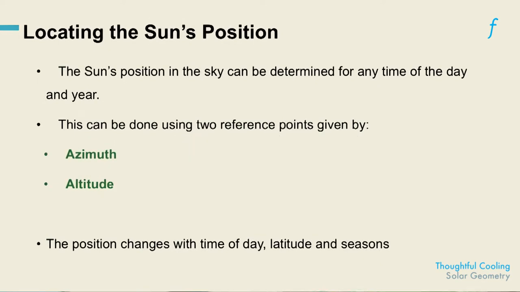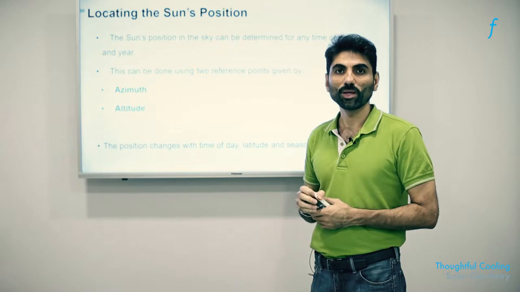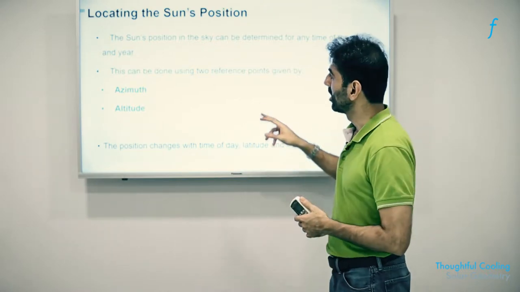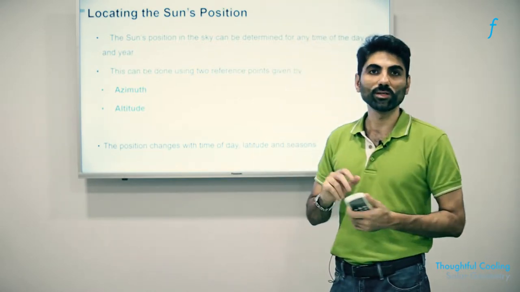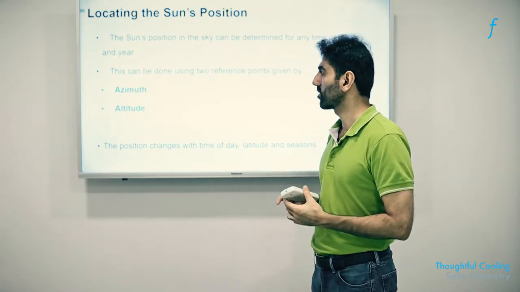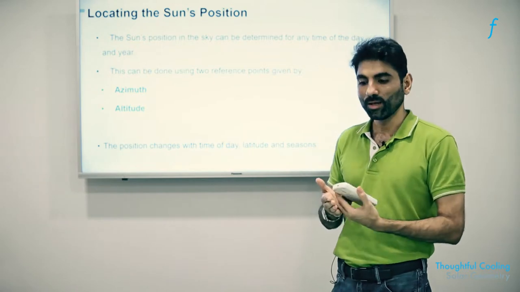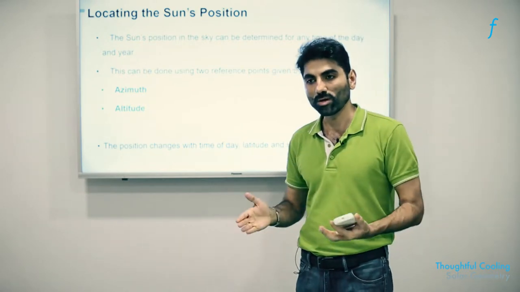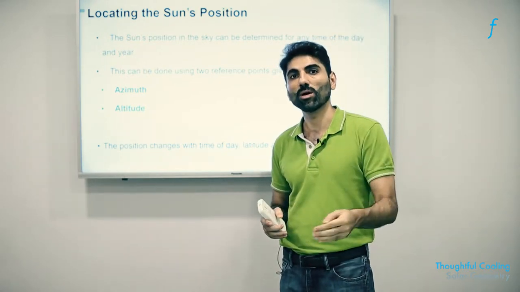To be able to understand or define the position of the sun in the sky without using landmarks, etc., one would need to use some sort of universal mechanism to classify the position of the sun. So just like you have in planar coordinate geometry, you have X and Y coordinates.